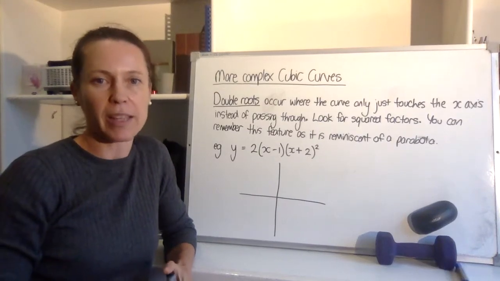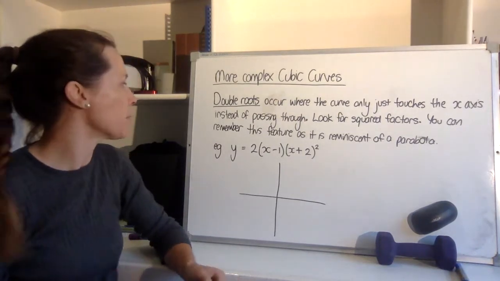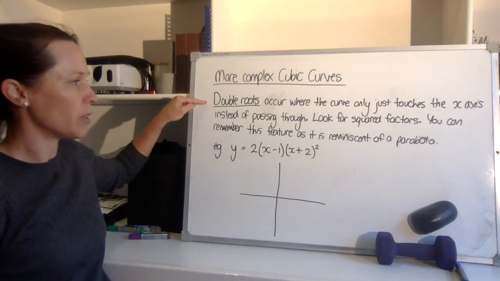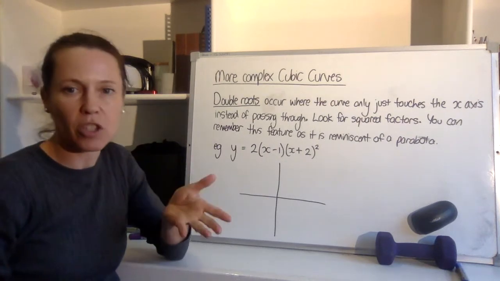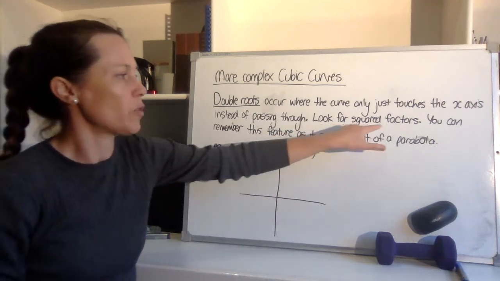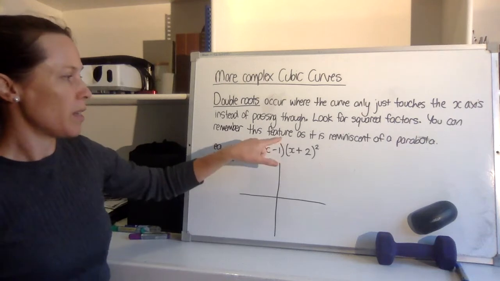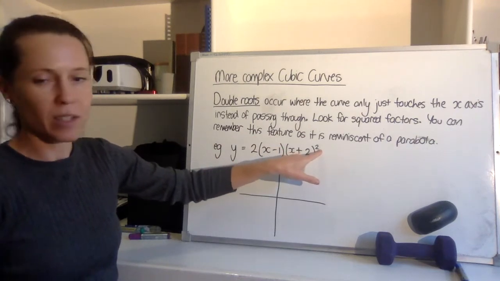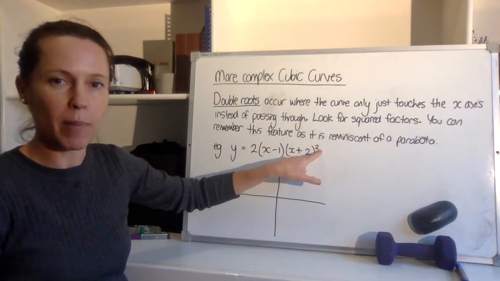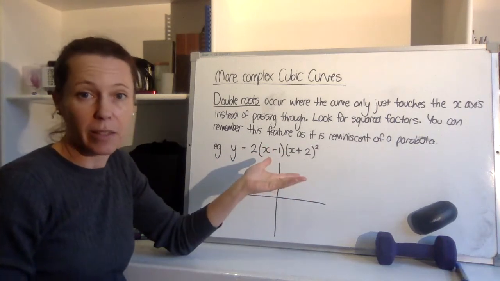Now, I've referred to the X-intercepts before as roots, and that's just another word you can use when describing them. But a double root occurs where the curve only just touches the x-axis instead of going all the way through it. And to find these, you look for the squared factors. I think this is easy to remember because that feature of something being squared is a little bit reminiscent of a parabola. Now, it's not a parabola. This can be part of any curve. In this case, it's still a cubic curve.